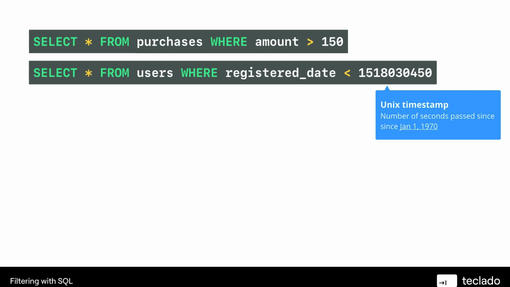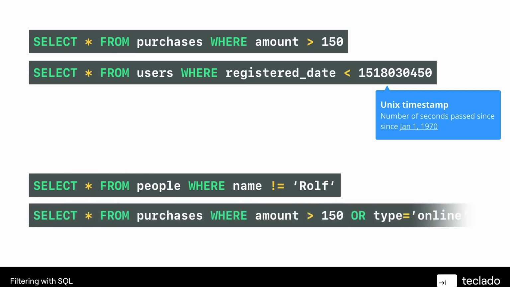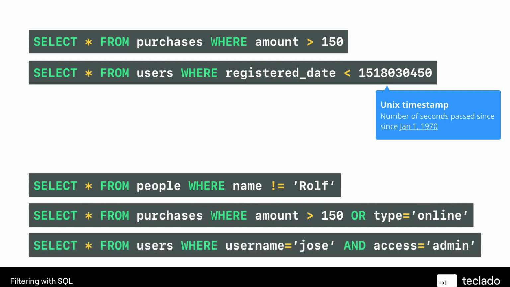And it's sort of the way of storing dates in databases, so that you don't have to deal with formatting. Does the month go first or does the day go first? Just use an integer and everything's solved. We've got select star from people where name is not equal to Rolf. You can do this. And of course you can do select star from purchases where amount is greater than 150 or the type is online. You can also use and like here. Select star from users where username is Jose and access is admin.